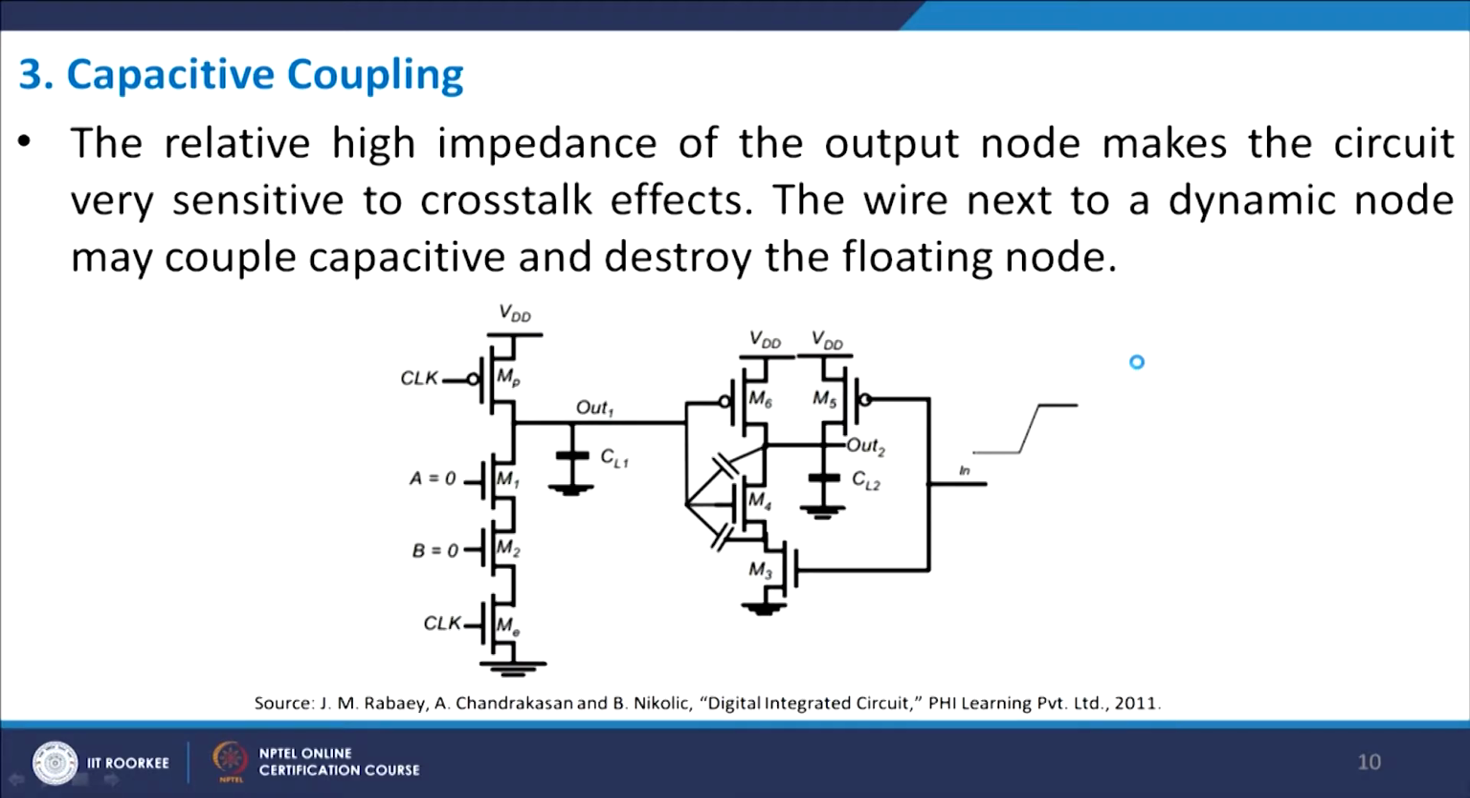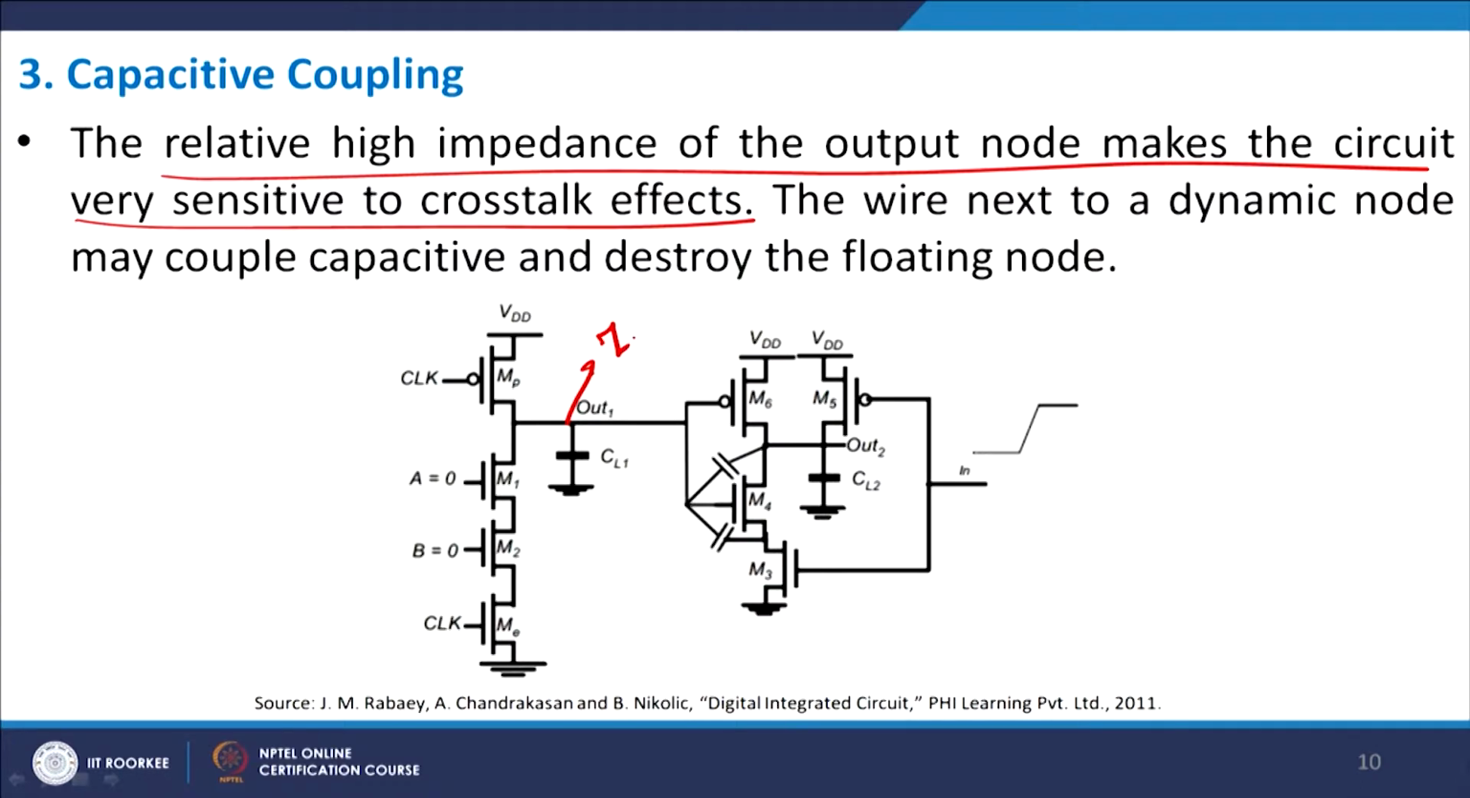My output impedance is relatively high and therefore it is very sensitive to crosstalk effects. That is the only problem area of a dynamic logic, because Z out is quite high, ideally equal to infinity. The wire next to the dynamic node may couple capacitively and destroy the floating node, and that is a problem area which you face for a dynamic logic design.